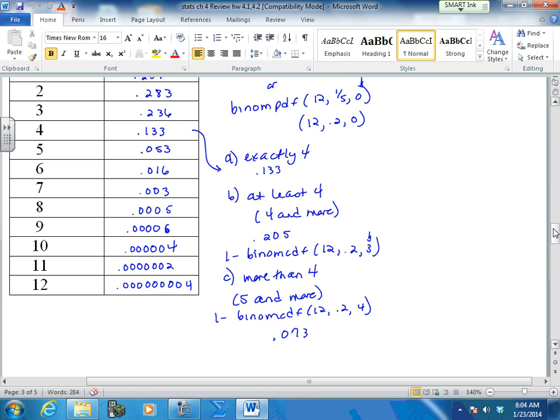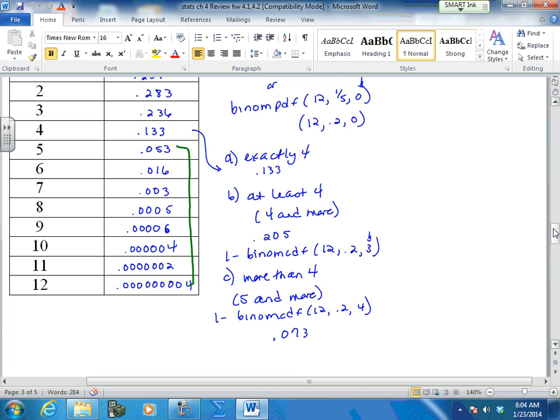if it's more than 4, it's not counting 4. It's 5 or more. So you could actually do your cumulative up to 4 and then subtract it from 1. You could do that if you like. But since you have your table, I wouldn't even mess with it. I would just say more than 4, add these up, and I'm good to go.